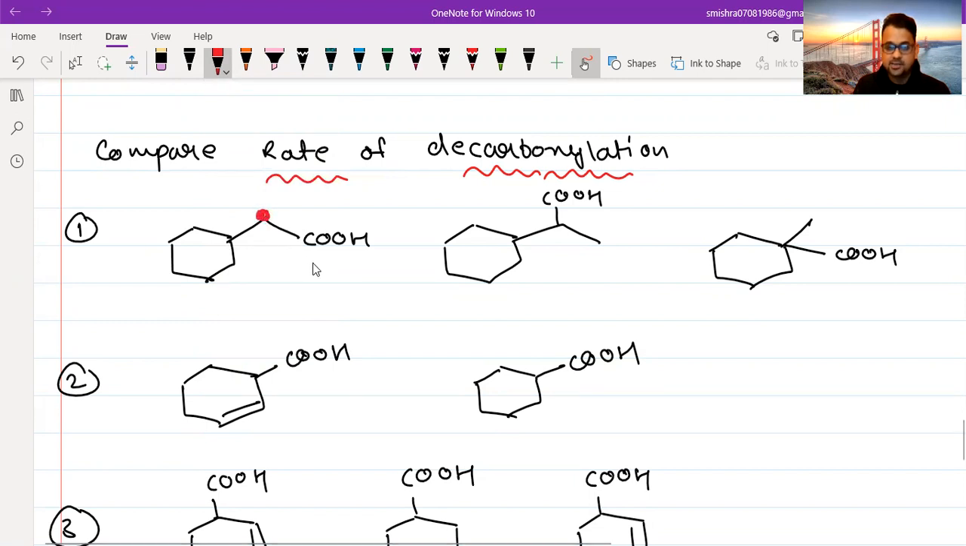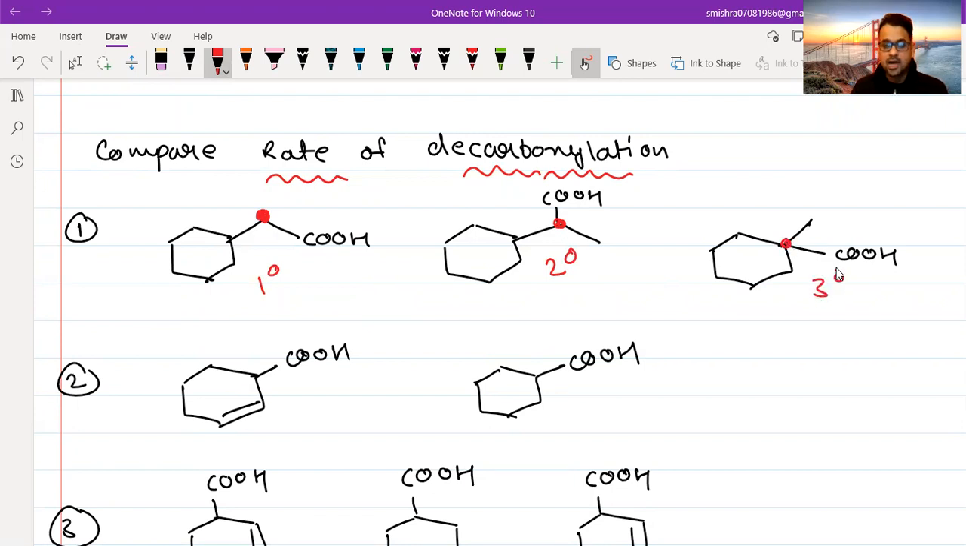So beta, this will be alpha, from here COOH will be removed. CO2 will be removed from here. Here you will get the carbanion, 1 degree carbanion. In this case, CO2 will be removed from here. You will get the carbanion here, 2 degree carbanion. And CO2 will be removed from here. You will get the carbanion here, 3 degree carbanion.